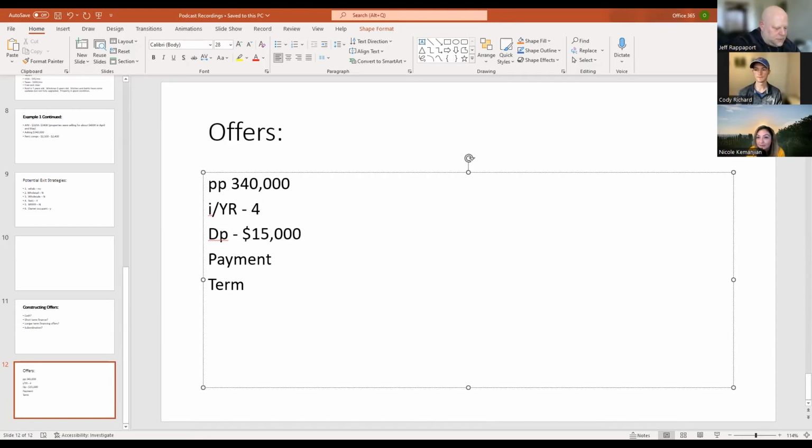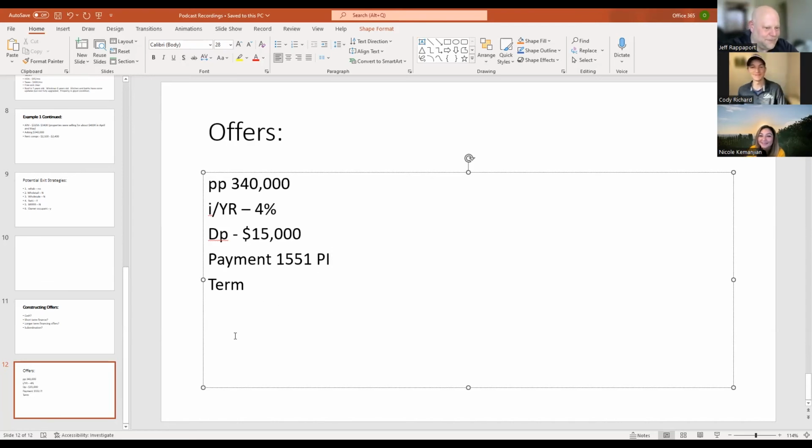Cody, without switching back and forth, which will make me seasick, hopefully everyone saw your calculator, and I'm just entering in my own. So 340,000 minus 15 is 325,000 present value. 4% interest, 360 months is my N, and my payment is 1551. We should count that in next time. Okay, that's principal and interest.